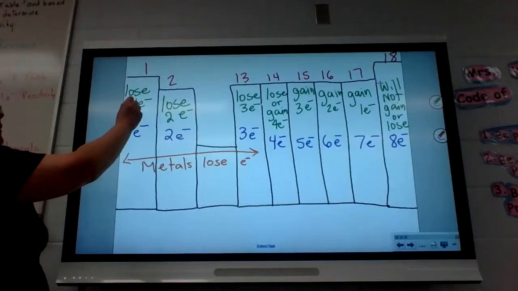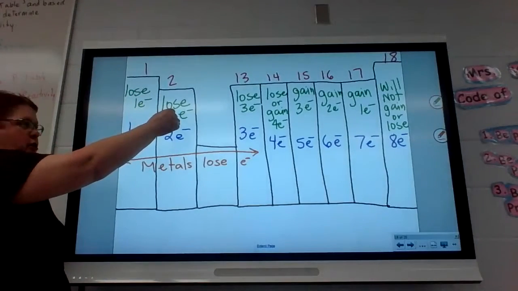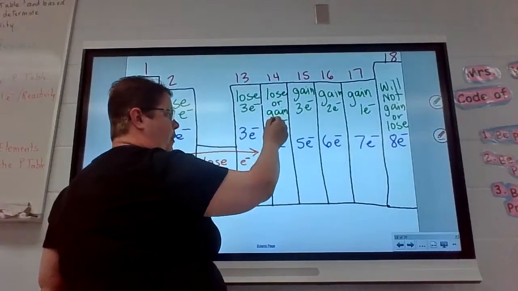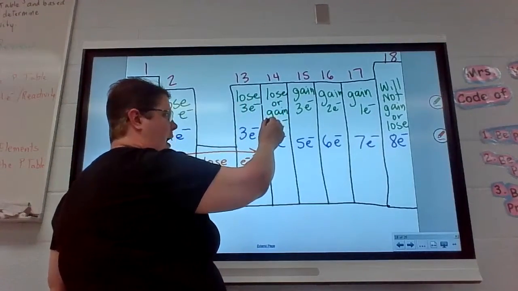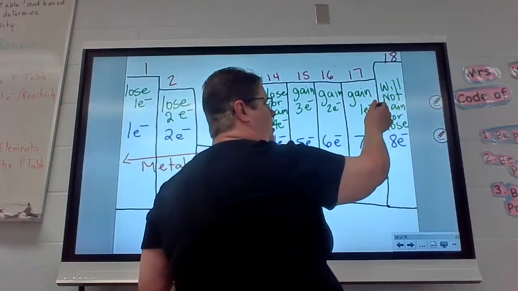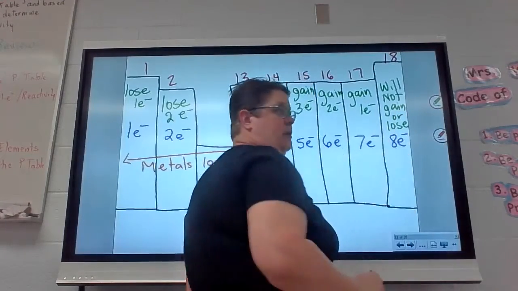Group 1 will do what? Lose 1. Group 2 will do what? Lose 2. Group 13 will do what? Lose 3. What do we do here? Lose or gain 4. Gain 3. Gain 2. Gain 1. Neither. You're not gaining or losing.